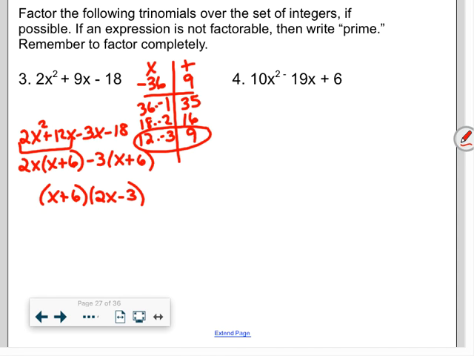X times 2x, 2x squared. Negative 3x plus 12x is 9x. 6 times negative 3 is negative 18.